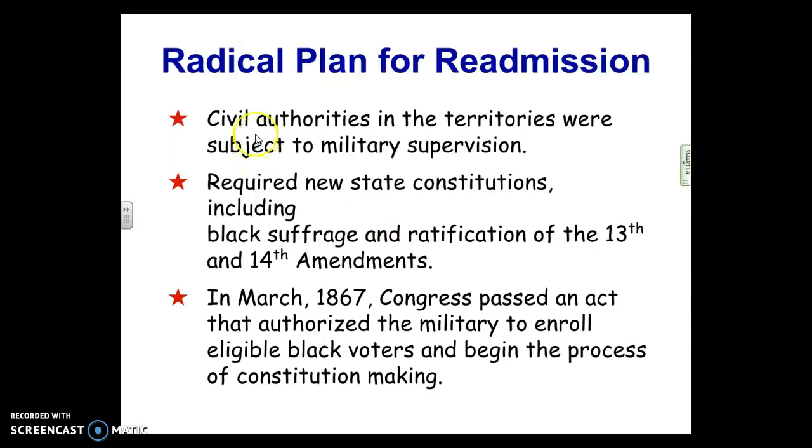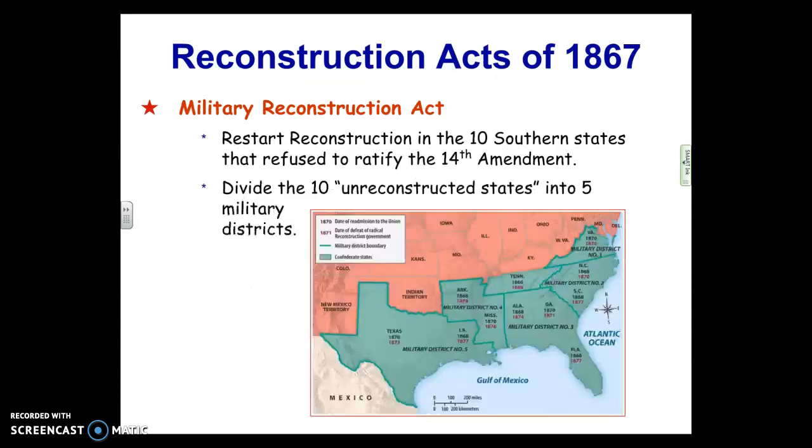One, they're going to take away the civil authorities and make them into military supervision. So the military is going to be in charge of making Reconstruction happen. So if you fight against it, you have the military to deal with. The new state constitution has to have a couple of things, including black suffrage, ratification of the 13th and 14th Amendments to require and protect the rights of black citizens in the South. And Congress also had the military go through and enroll all eligible black voters. So they make sure that all the eligible black voters are enrolled in the state, and they have the right to vote and the ability to vote.